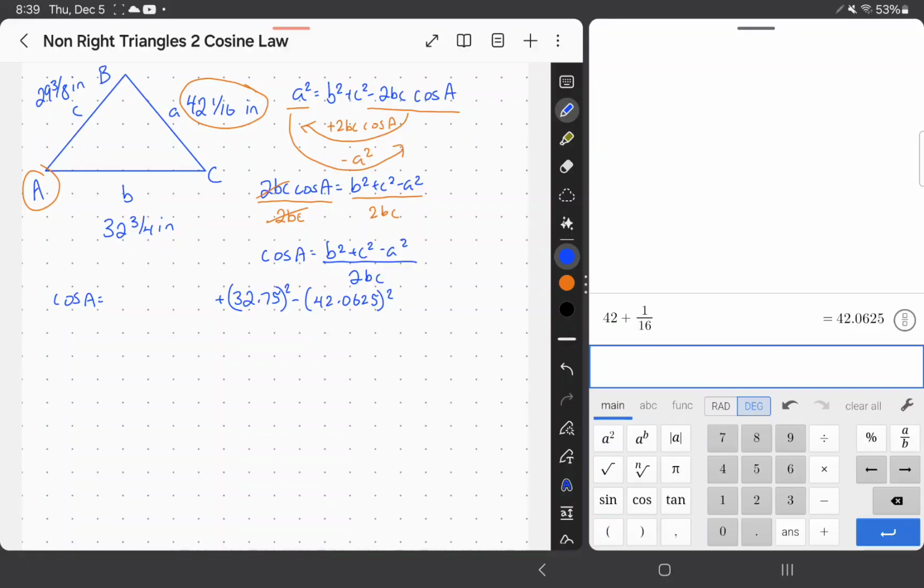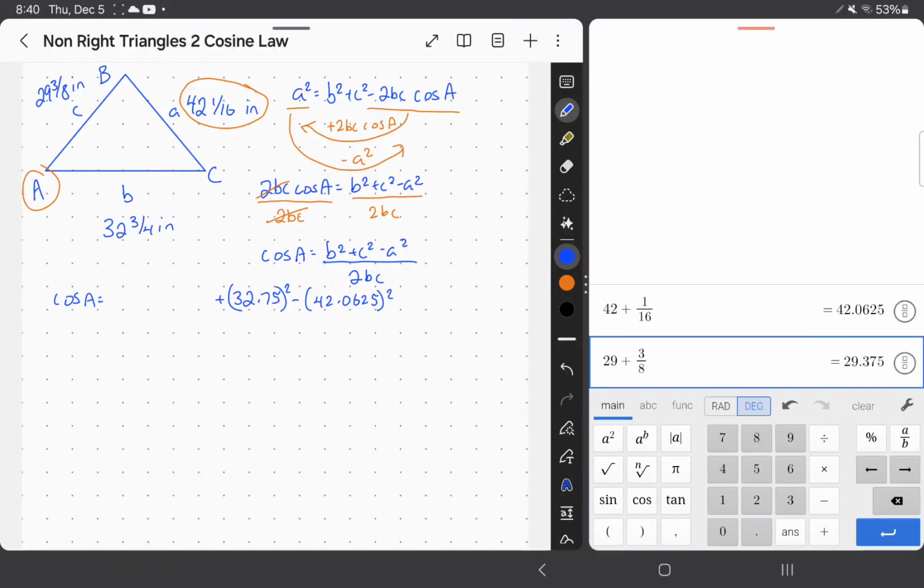It was c squared that needed to be added first. Yeah, so the order of a and b squared doesn't matter here since they're adding together, but we need 29 3/8. So that's 29.375. So b squared plus c squared minus a squared, all divided by 2 times 29.375 and 32.75. Okay, so again, all in your calculator all at once.